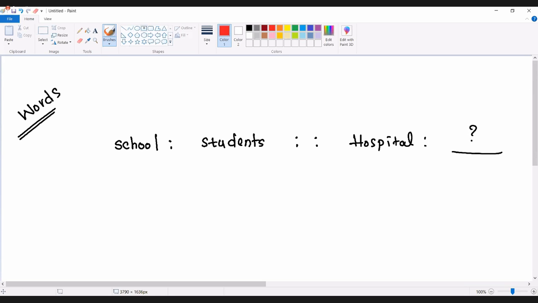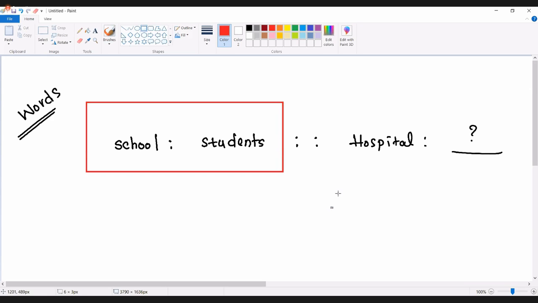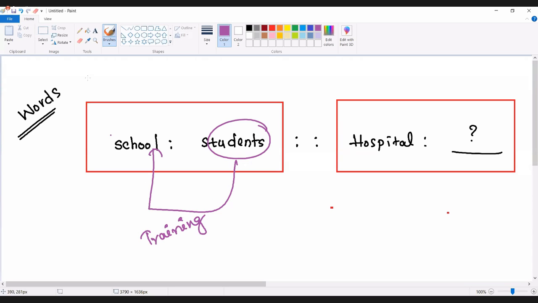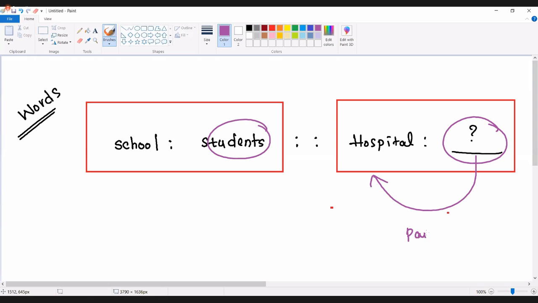So you just need to understand the logic which is available in the reference pair, and apply the same logic to find out the unknown quantity. If you observe school and students, what's the relationship between them? Students will come to the school for getting trained. So hospital and dash: patients will come to the hospital for getting treatment. So the answer choice must be patients.